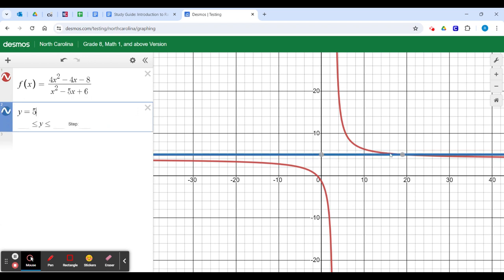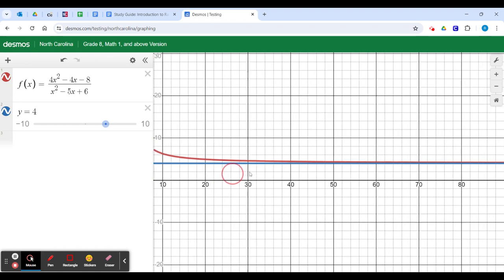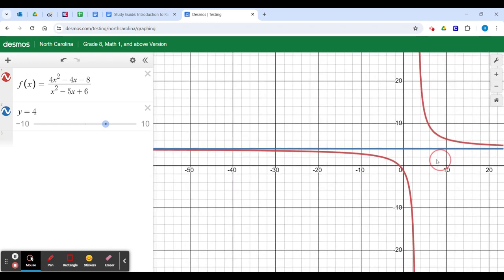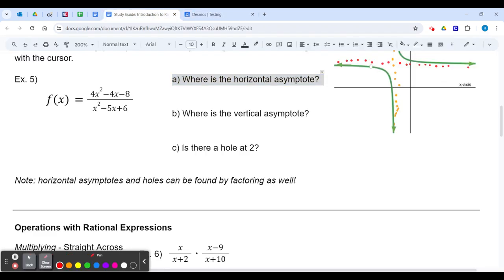And you'll notice that right here, my line intersects. So that is not the correct spot. I'm going to have to shift that down. If I check out y equals 4, you can easily see that that's a horizontal asymptote at 4 because my graph doesn't hit it. So I can kind of write that in. Where's the horizontal asymptote? It's at y equals 4.